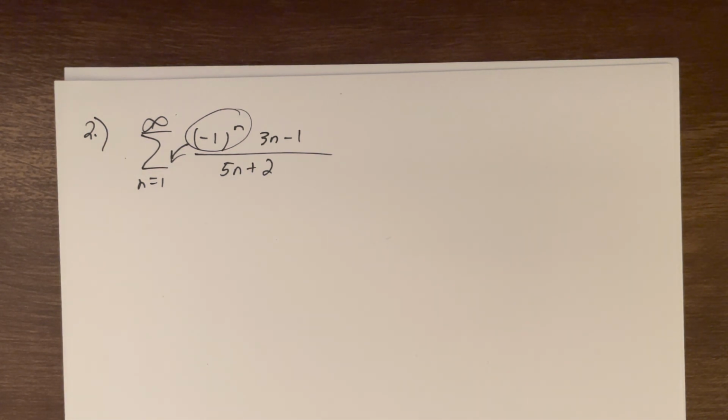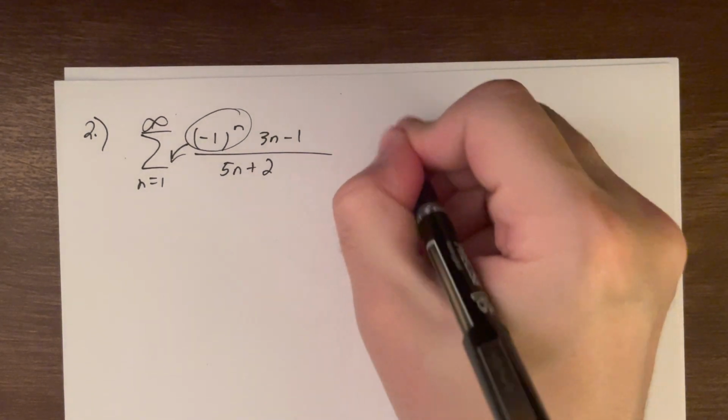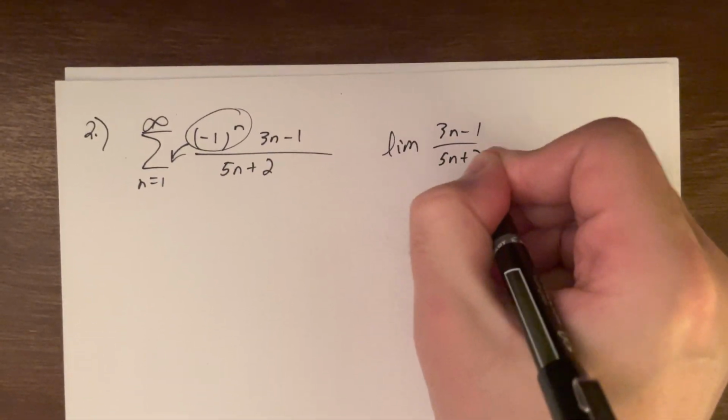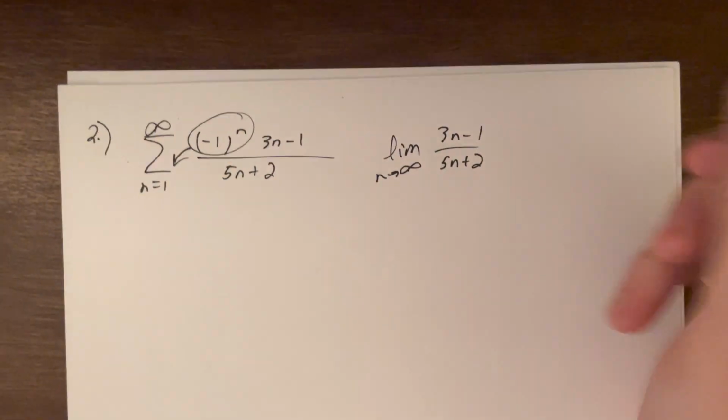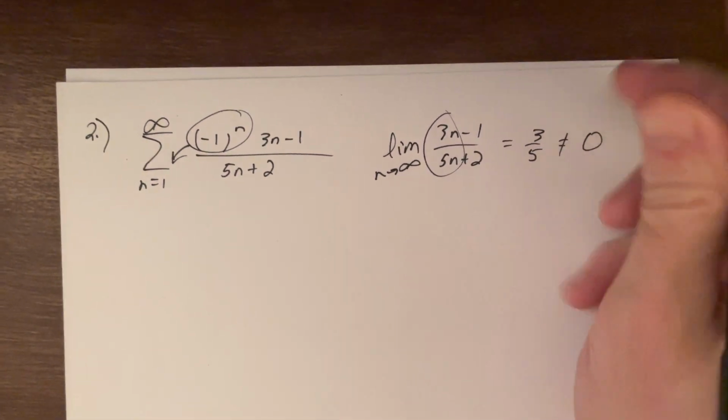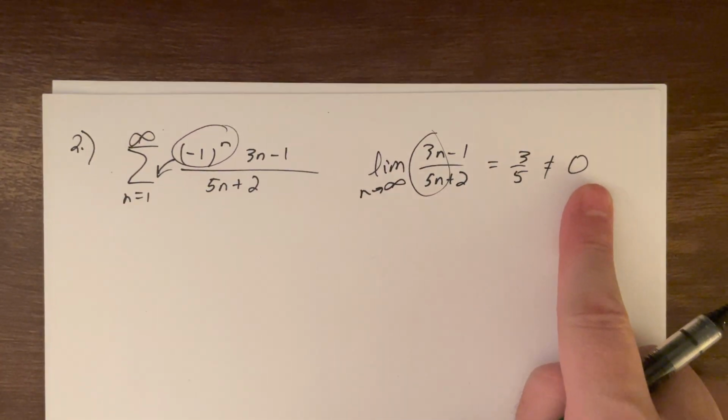Whether it's minus 1 to the n plus 1, n minus 1, doesn't matter. It's a minus 1 to a power. That is going to keep giving us that flipping alternating sign. So looking at what's left behind, well, take the limit. Doesn't look bad. Dominant terms. This limit equals 3/5. Does not equal 0.